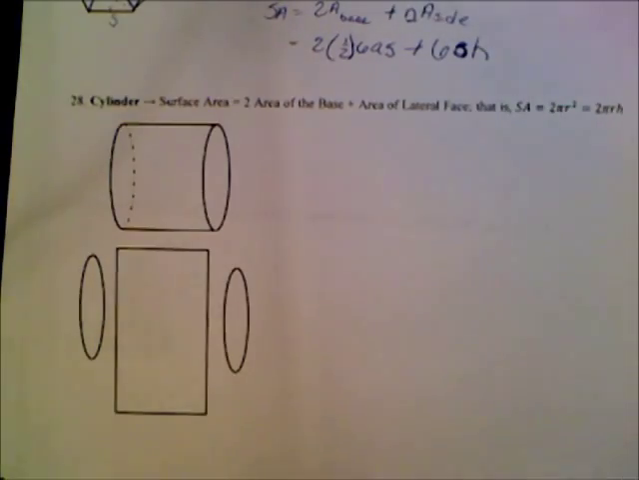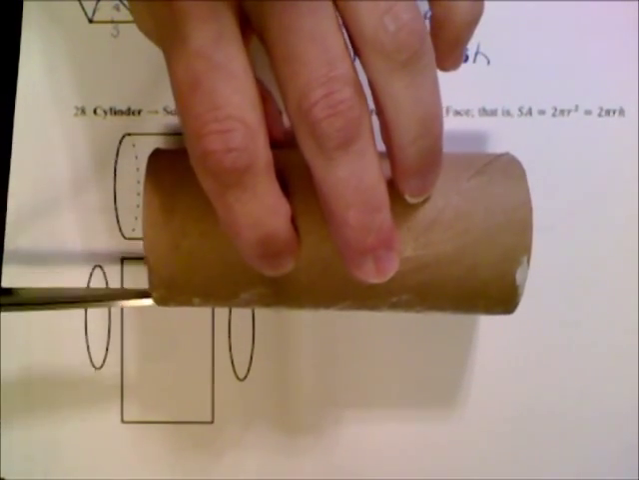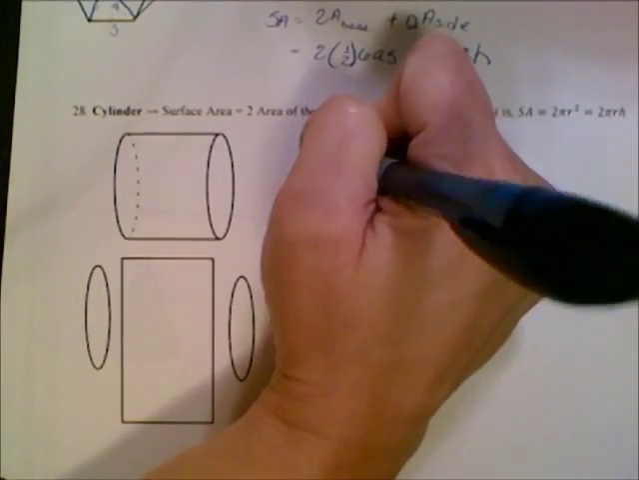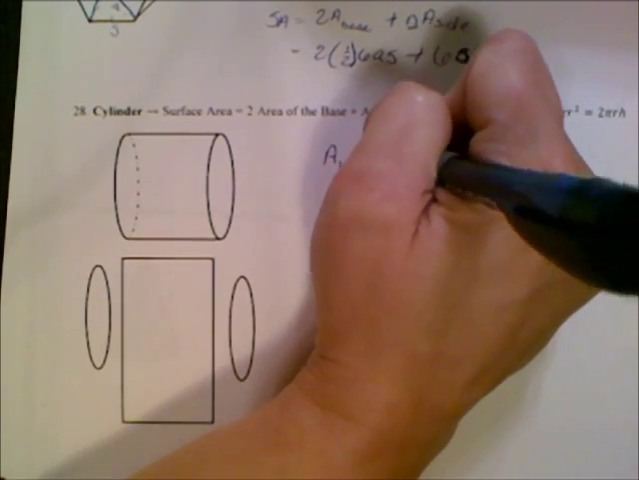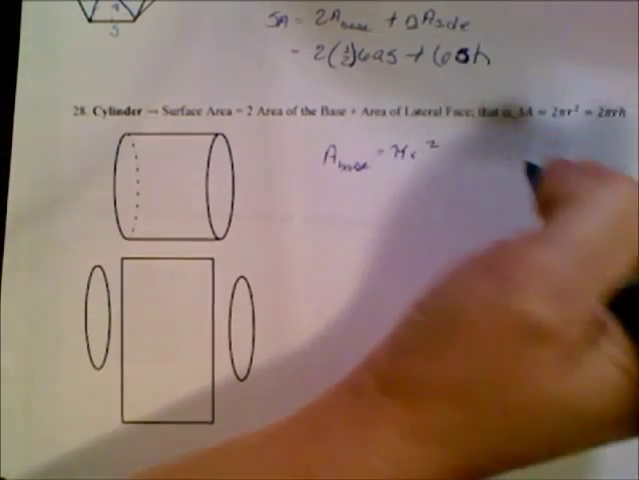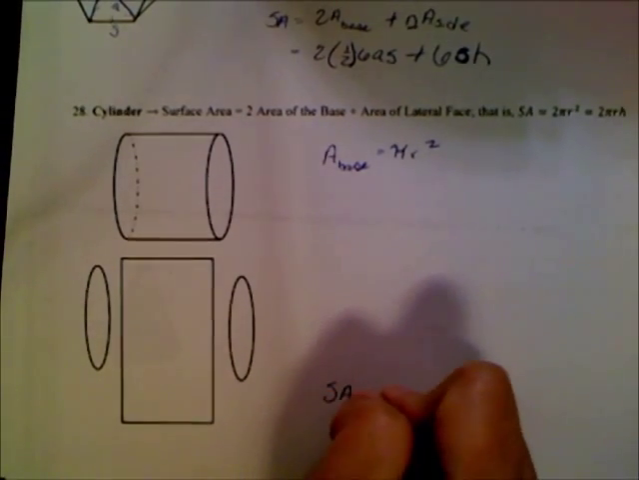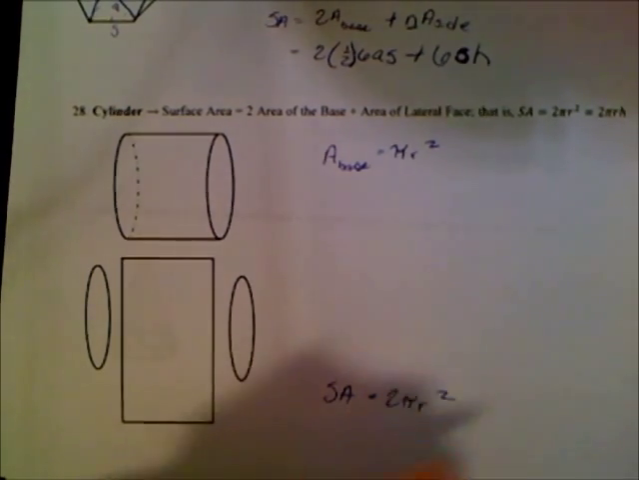Okay, so what we're going to do is we're going to take our toilet paper roll. Now remember that each of these ends is a circle, correct? And so what is the area of the base, or the ends? The area of the base is pi r squared, and I have 2 of those. So for my general surface area formula, I have 2 times pi r squared.